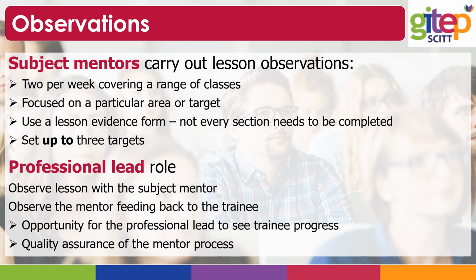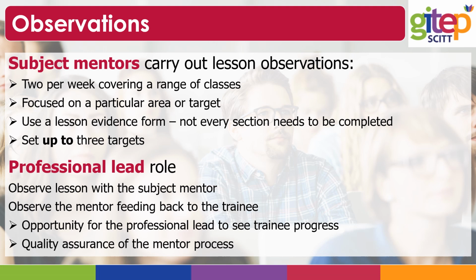There are other training materials that look at observations in a lot more detail, and these are largely carried out by the subject mentors. They should be completing 2 lesson observations per week for full-time trainees covering a range of classes. The observations should focus on a particular area or target, and the subject mentors should be completing a lesson evidence form, and at the end set up to 3 targets for the trainee.